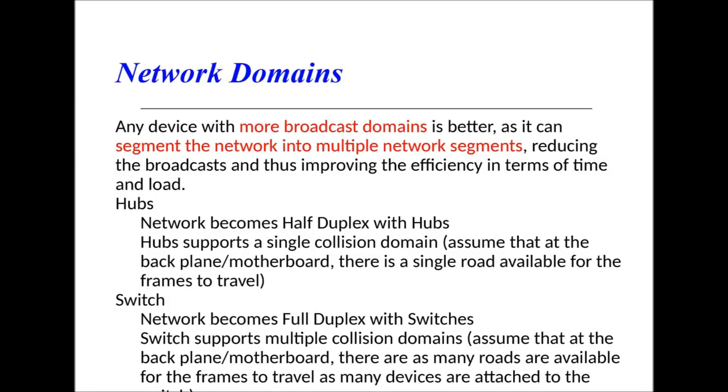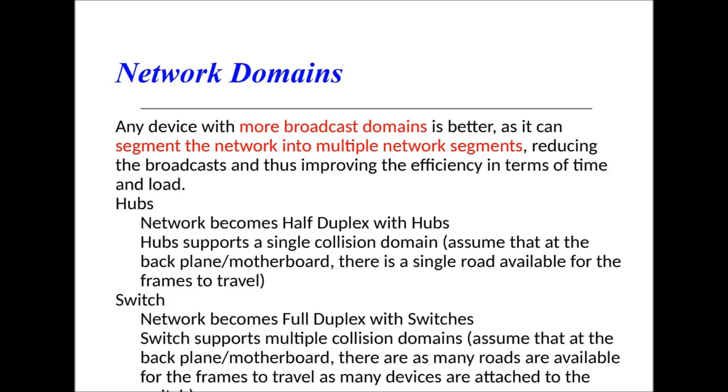Two internetworking devices, a hub and a switch, are commonly used in different local area networks. So what is a hub? The network becomes half duplex with hubs. What is the concept of duplex? Normally we use the words simplex, half duplex, and full duplex. In simplex, data transmission is towards one side. In half duplex, data transmission is towards both sides, but not at the same time, either towards one side or the other side. And in full duplex, data can be transmitted both sides simultaneously.